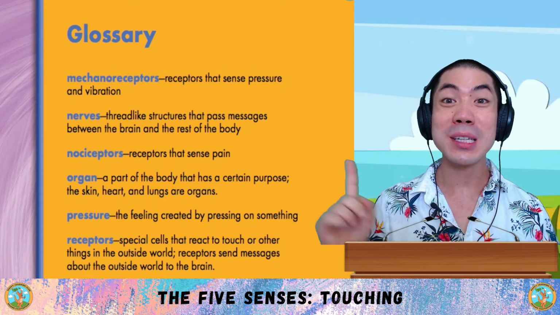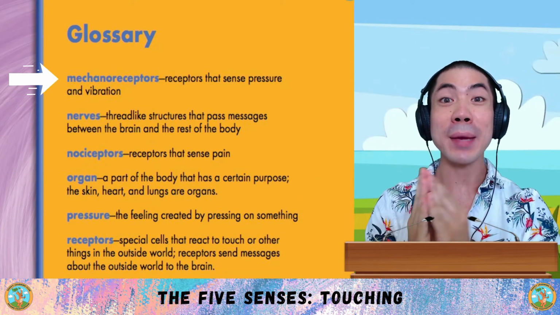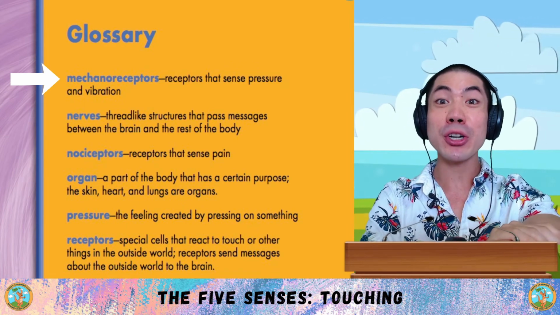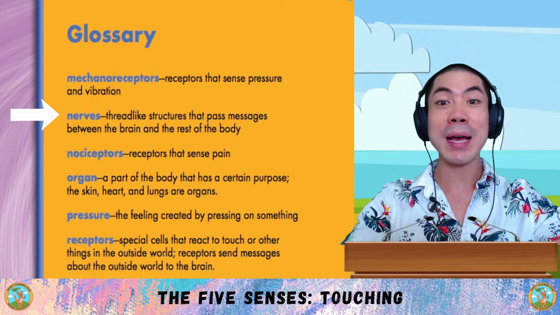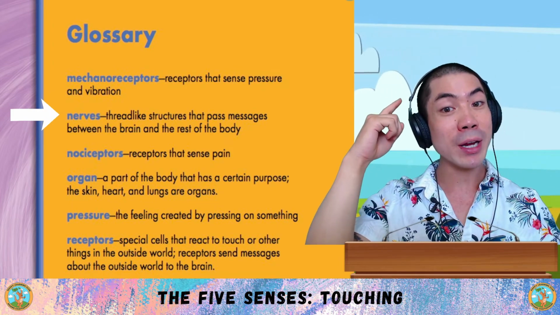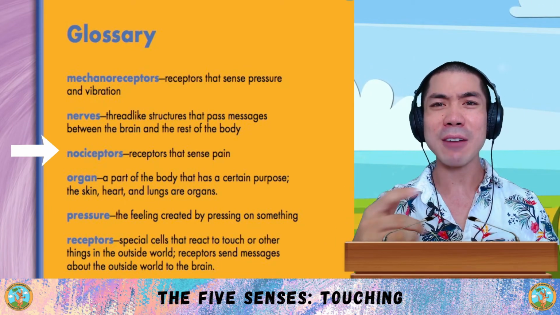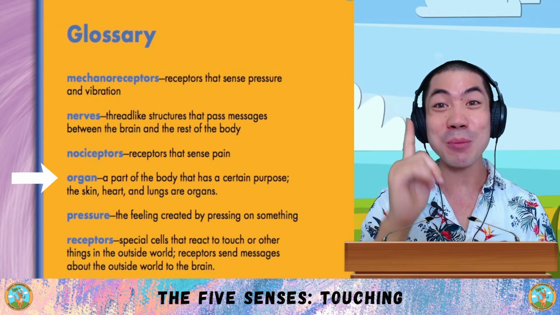Now, let's go through some of the words we learned in today's book. The first word is mechanoreceptors, which are the receptors that sense pressure and vibration. Nerves are thread-like structures that pass messages between the brain and the rest of the body. Nociceptors are receptors that feel pain. Organ is a part of the body that has a certain purpose.